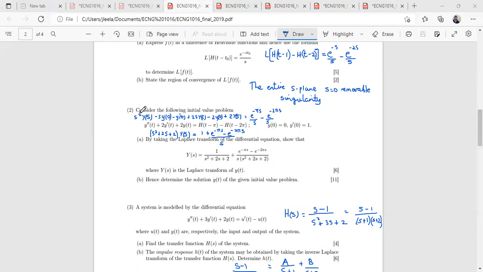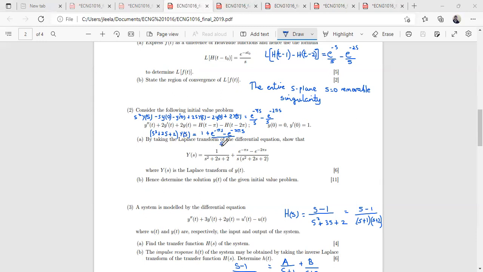So look at taking it here now. s squared Y(s) minus s y(0) minus y prime(0) plus 2sY(s) minus 2y(0) plus 2Y(s), and the Laplace of the Heaviside at t minus pi will be e to the minus pi s over s, and then the other one will be minus e to the minus 2 pi s over s. Then we collect all the terms in Y(s), so that will be s squared plus 2s plus 2. This term will vanish because y(0) is 0. This will be minus 1, and this one will vanish as well, 2y(0). So the minus 1 you carry to the other side of the equation, so you get 1 plus e to the minus pi s minus e to the minus 2 pi s, all over s.